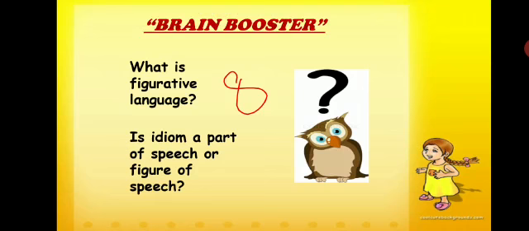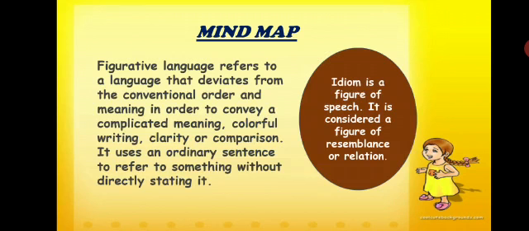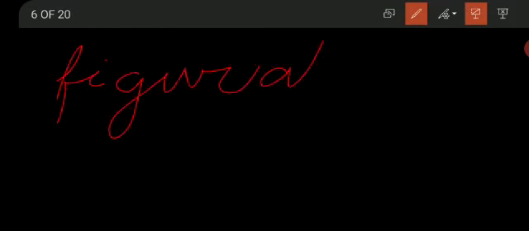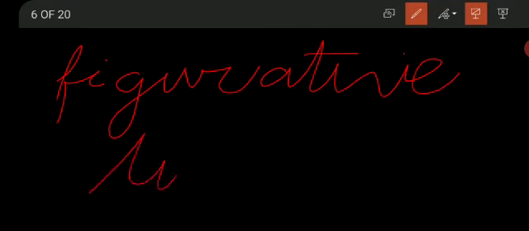Yes, now we will answer these two brain booster questions. What is figurative language? Figurative language refers to a language that deviates from the conventional order and meaning in order to convey a complicated meaning. It means you may also say that it is a phrase that has two types of meanings. The words have one meaning but the phrase is having another meaning. It means in figurative language we consider two types of meaning. First is the figurative meaning and the other is the literal meaning.